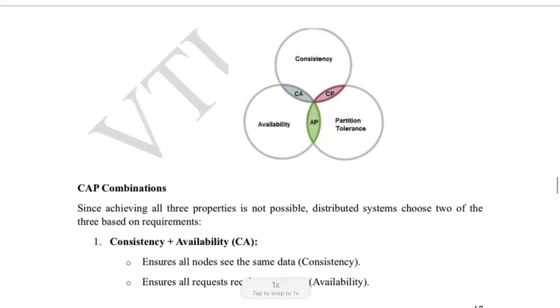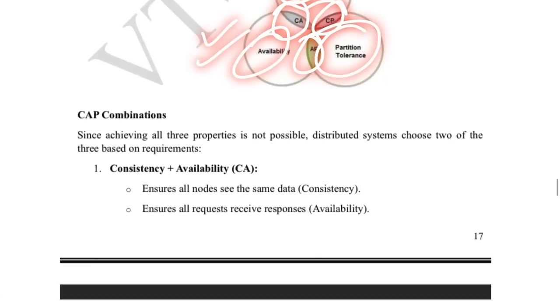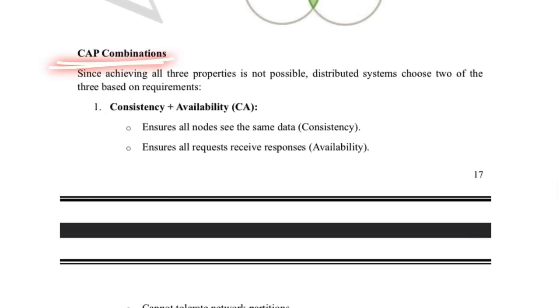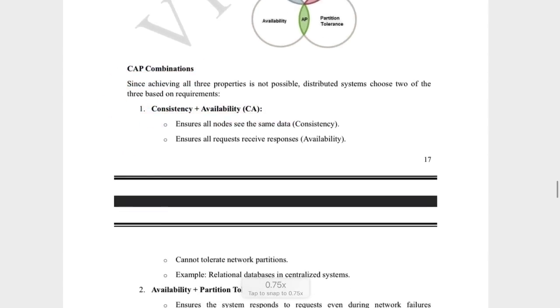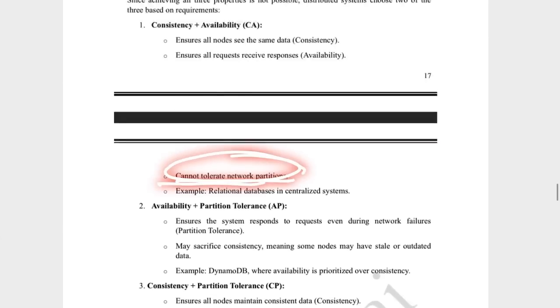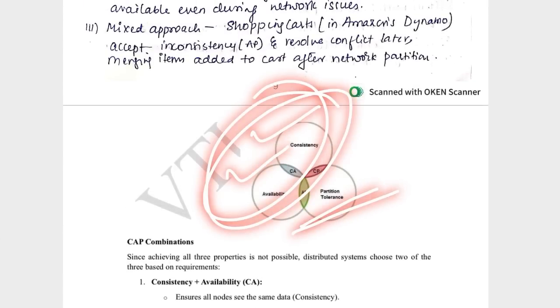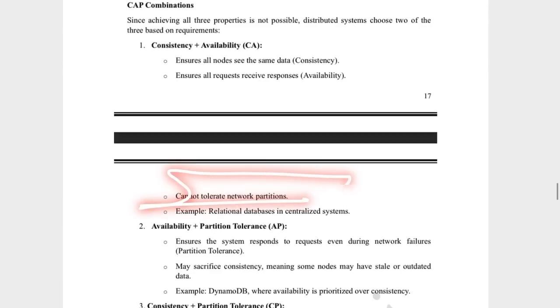Here is the figure for the CAP. Here we have consistency, availability, and partition tolerance. Either it could be CA, AP, or CP. So looking at the combinations, either it could be consistency and availability. That is, it will ensure that all nodes see the same data at the same time. That is consistency, and it will ensure that all requests get a response back. That is availability. So it cannot tolerate any network partitions. We are assuming that consistency and availability are met. It is pre-understood that partition tolerance is also addressed here. We cannot tolerate any network partitions here.